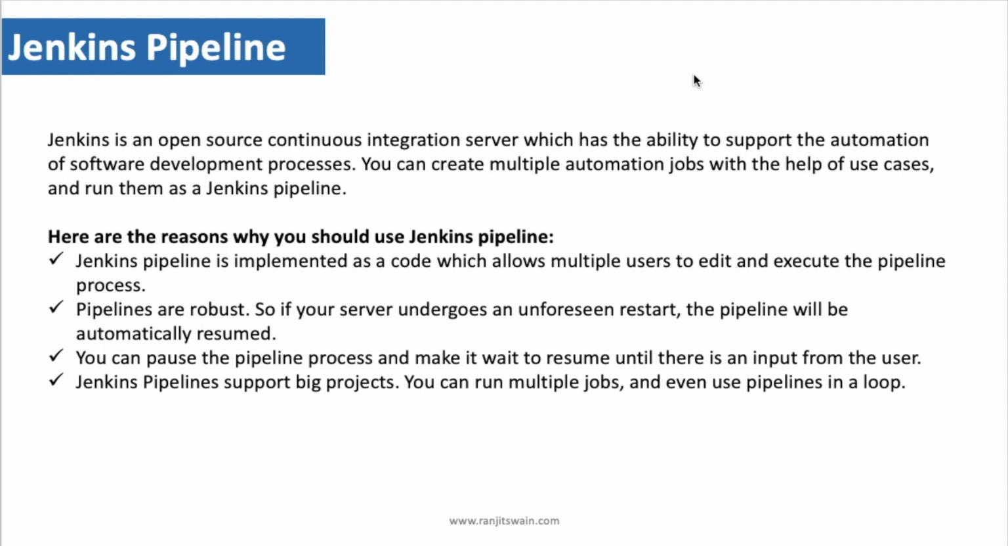Jenkins pipeline is implemented as code, which allows multiple users to edit and execute the pipeline process. Pipelines are robust, so if your server undergoes an unforeseen restart, the pipeline will be automatically resumed. You can pause the pipeline process and make it wait to resume until there is an input from the user. Jenkins pipelines support big projects, and you can run multiple jobs and even use pipelines in a loop.